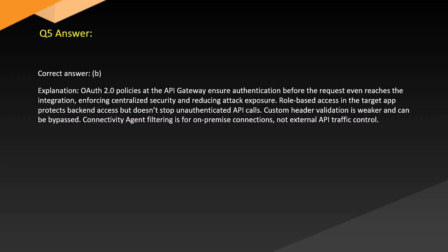OAuth 2.0 policies in the API gateway ensure authentication before the request even reaches the integration, enforcing centralized security and reducing attack exposure. Role-based access in the target app protects backend access but doesn't stop unauthenticated API calls. Custom header validation is weaker and can be bypassed. Connectivity agent filtering is for on-premise connections, not API traffic control.